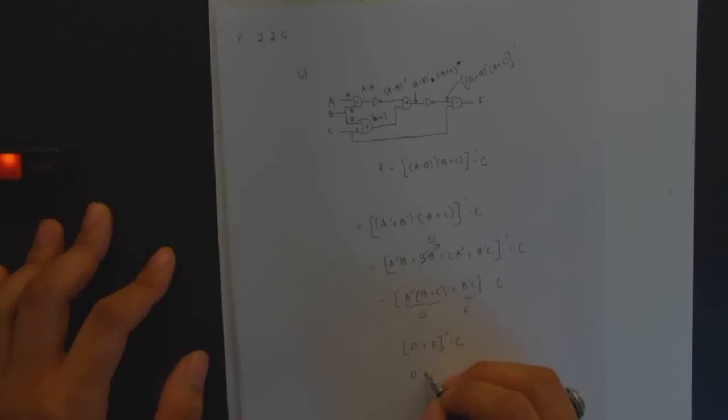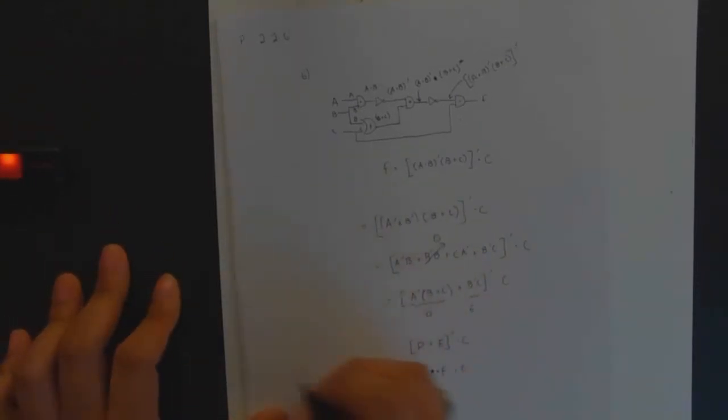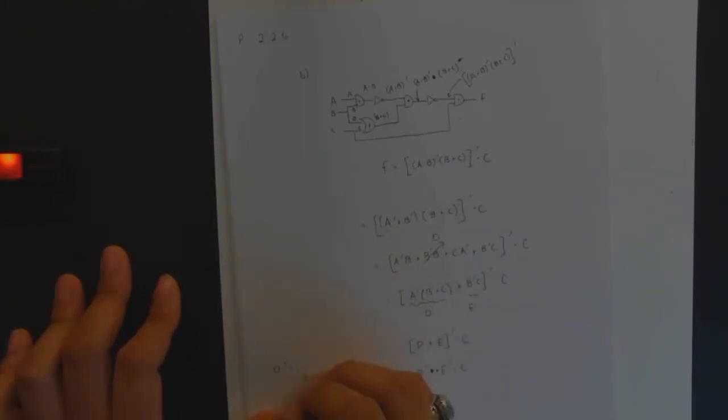So we'll look like that. Multiplied. Complement. So then we can again apply De Morgan's law here. D prime. Oh, sorry. Not. No, you're good. Okay, yeah. And E prime and C.